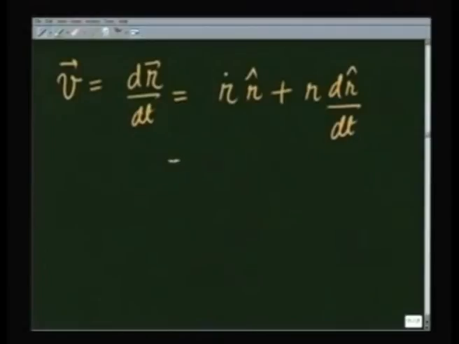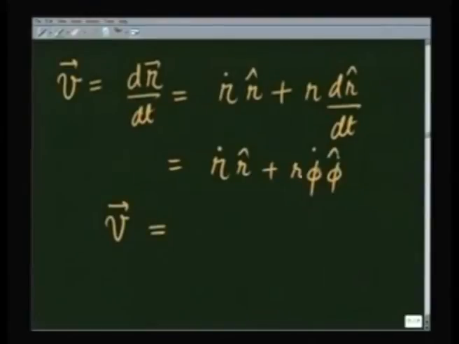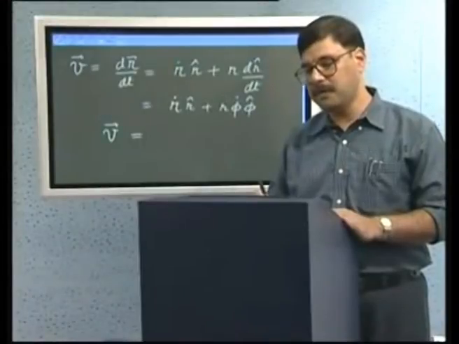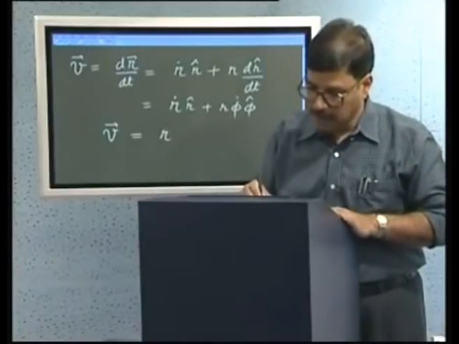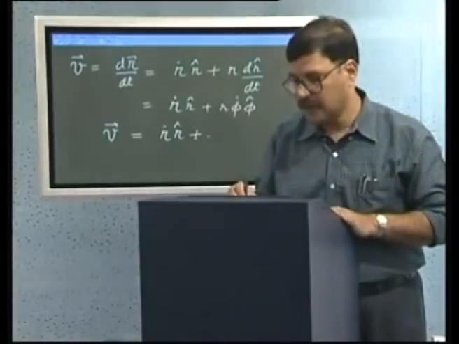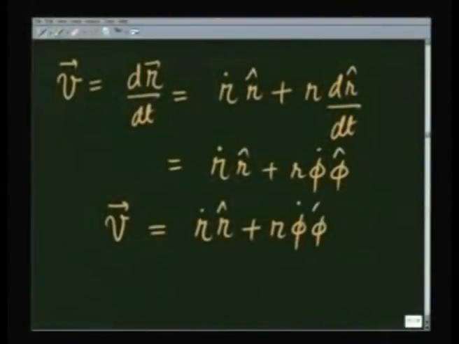So, if we write the velocity v as dr dt, this is equal to r dot r plus r dr dt, which is going to be equal to r dot r plus r phi dot phi unit vector. So, the velocity of a particle in planar polar coordinates, I want to remind you again, we are talking about motion in a plane, is equal to r dot r unit vector plus r phi dot phi unit vector.